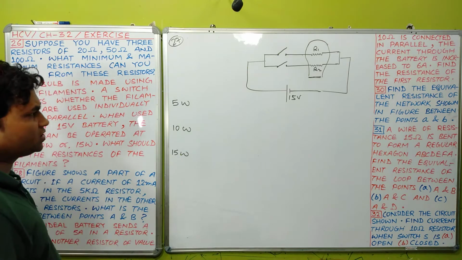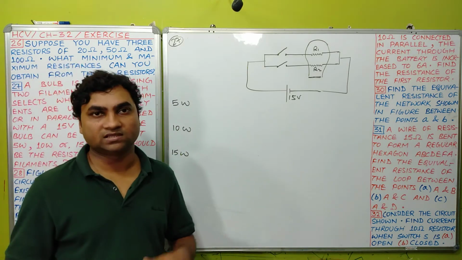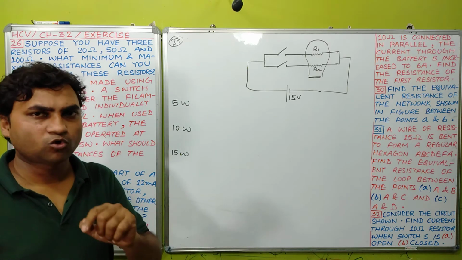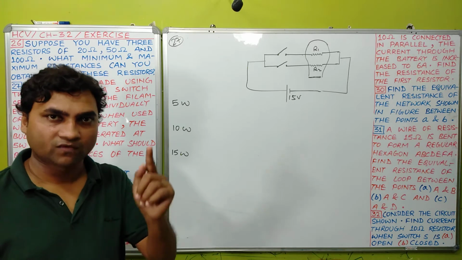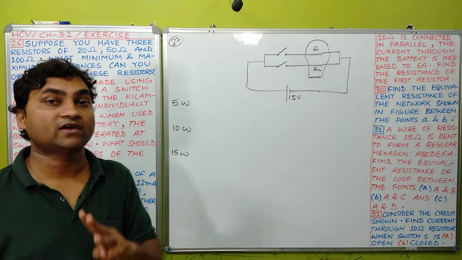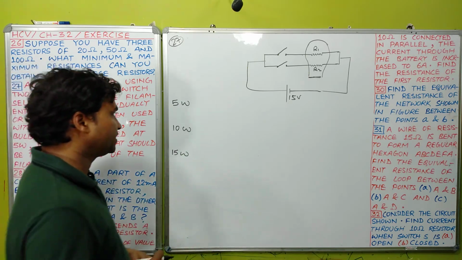Okay, student, from these values of power we can find out the value of resistances. Three possible resistances. Obviously, one value of resistance when for any one filament, second value of resistance will be for another filament, and third value of resistance will be the equivalent of the two resistances. Okay, I hope you will be understanding.